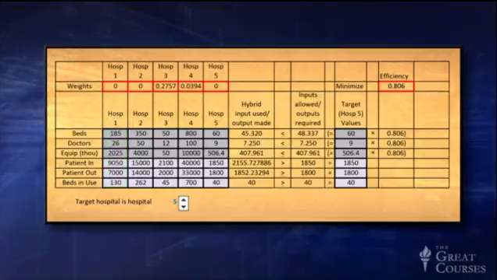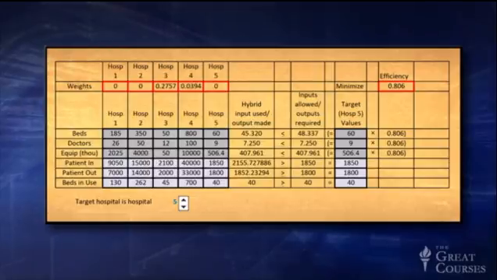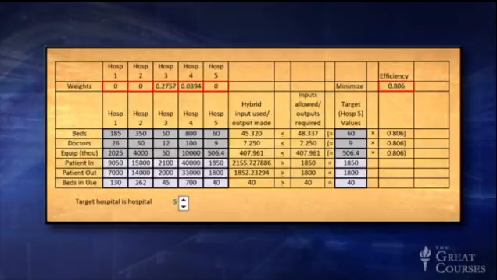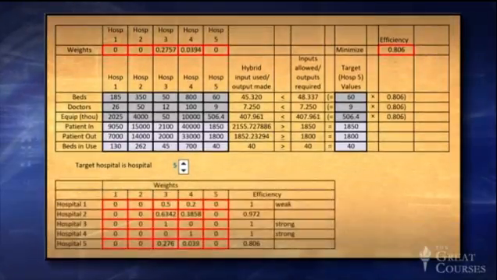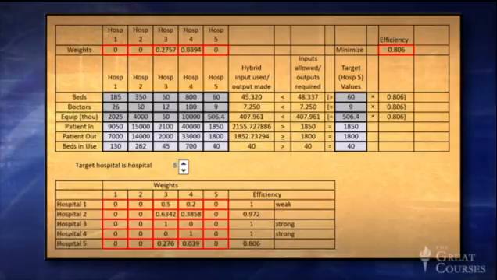The current run has us evaluating hospital 5 as the target. The red cells show us that hospital 5 has been found to be inefficient, an efficiency of about 81%. If you run the program to evaluate each hospital in turn by changing the gray column on the right-hand side, here's what you get. Hospitals 3 and 4 are strongly efficient. Hospital 1? Efficient, but only weakly so.